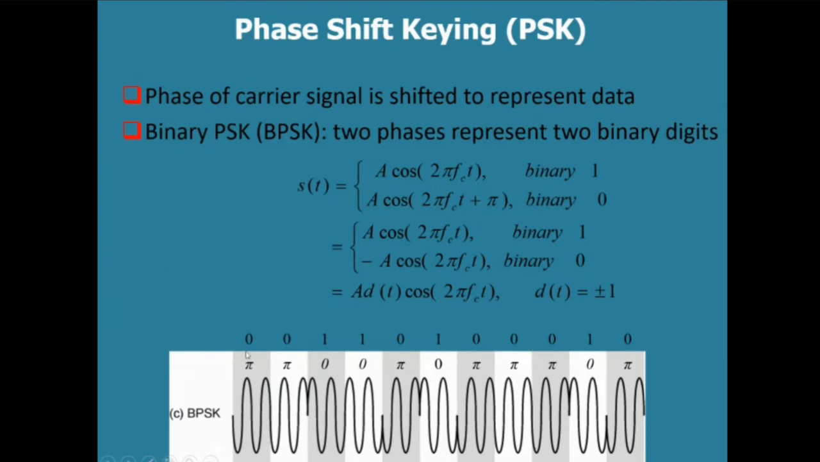If there is a binary 0, there is a 180-degree phase shift, that is a pi phase shift, and here there is a phase shift, and here it is a pi. If the signal changes from 0 to 1, there is a 180-degree phase shift, and from 1 to 0, there is a 180-degree phase shift.